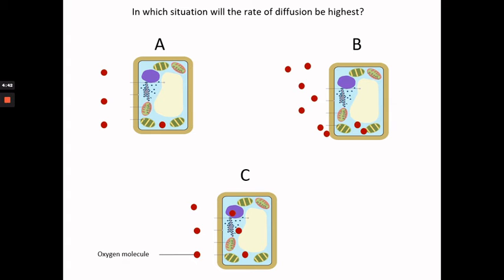Now, let's take a look at these three situations. In A, we have 3 molecules of oxygen outside and 1 inside the cell. In B, we have 1, 2, 3, 4, 5, 6, 7 molecules of oxygen outside, and 2 molecules inside the cell. And in C, we have an equal amount of oxygen molecules inside and outside. I want you to consider this question: in which situation will the rate of simple diffusion be highest? Is it A, B, or C?